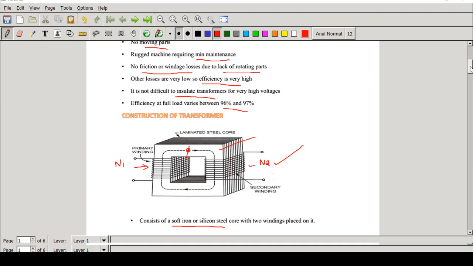Now, in order to reduce the eddy current loss, you can see here the core is actually made up of thin sheets or thin laminations. So what is the purpose of this? Why are we using laminated sheets in the core of a transformer? The reason is to reduce the eddy current. If you see the equation for the eddy current loss, it is proportional to t square, where t is the thickness of the core. So by reducing the thickness, we can reduce the eddy current loss. That is why it is made up of thin laminations.